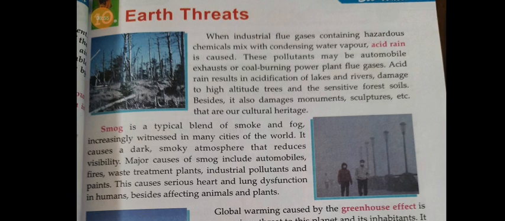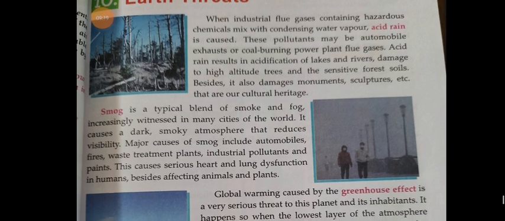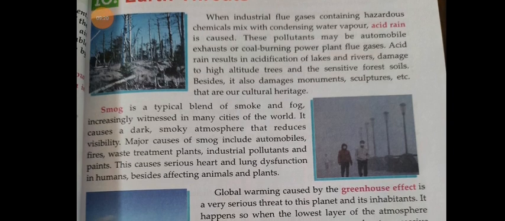So, this is a chapter of explanation. What it is, how the earth is threatened by some things. What are these things? When industrial flue gases containing hazardous chemicals mix with the condensing water vapor, acid rain is caused. How is acid rain caused? The gases emitted by the factories, when mixed with the water vapor, cause what? Acid rain.